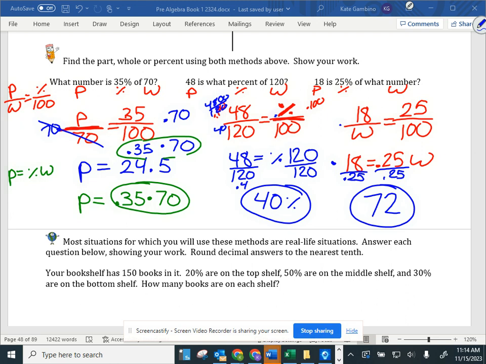Henry, you're shaking your head no. Which part isn't making sense? Do you have your calculator out? Yeah. Did you do 18 divided by 0.25? Where'd you get 0.25? Because that's 25%. When you divide by a decimal, you divide by a fraction, you end up with a bigger number.